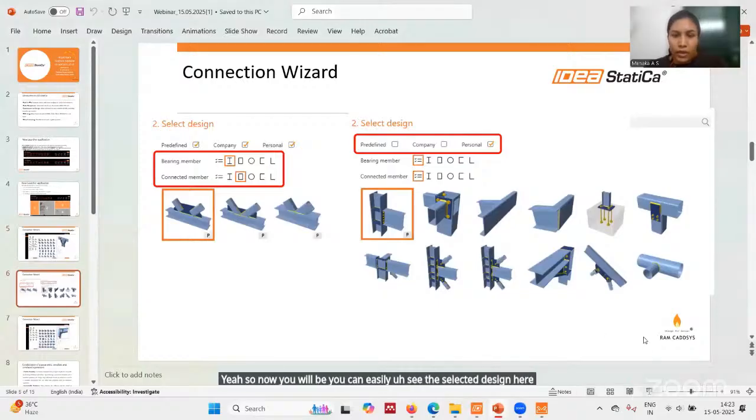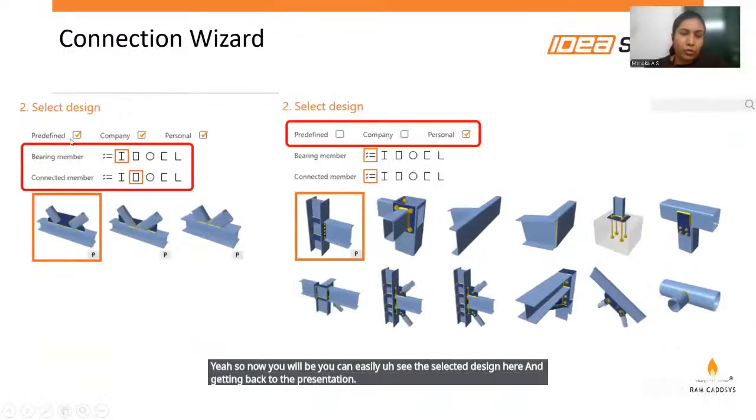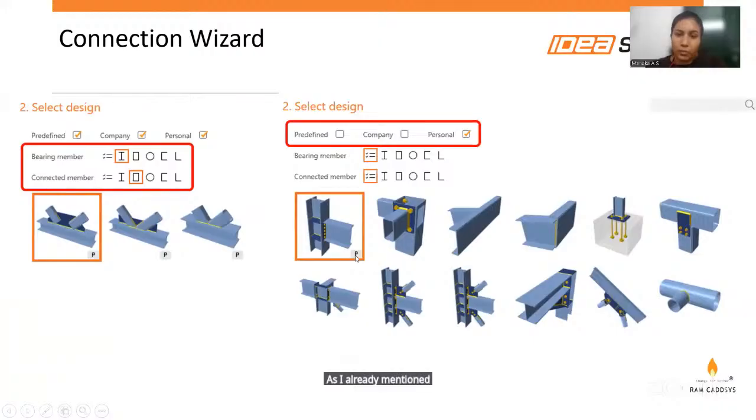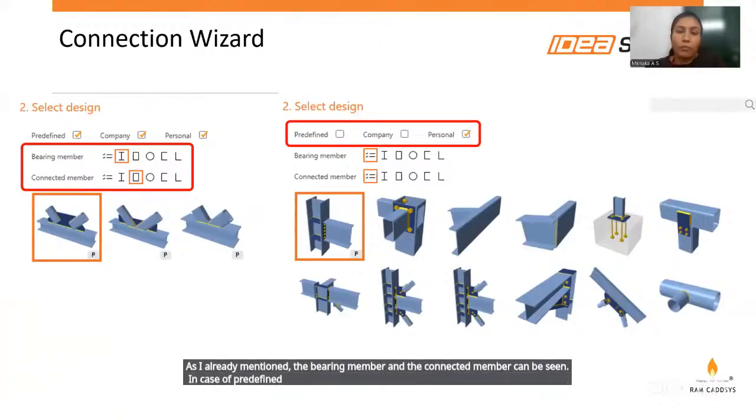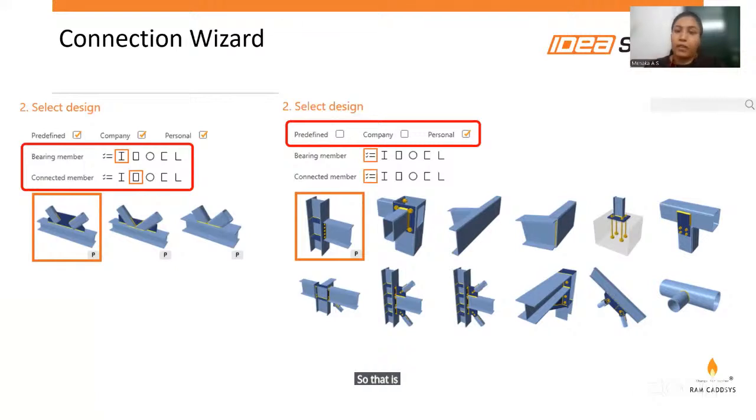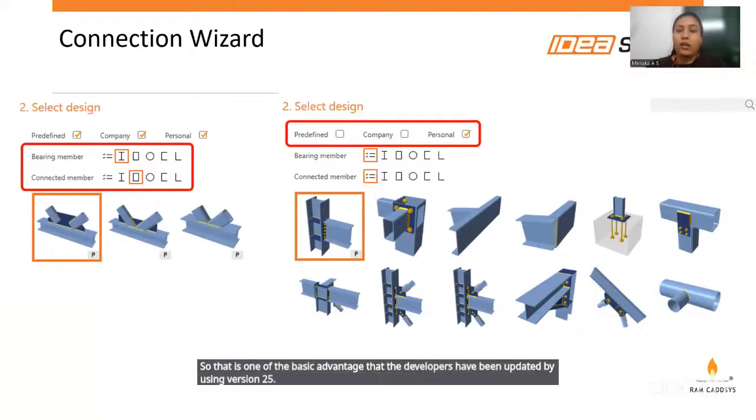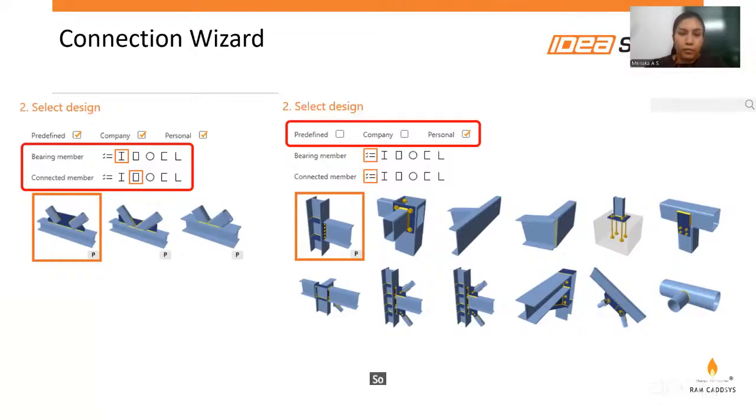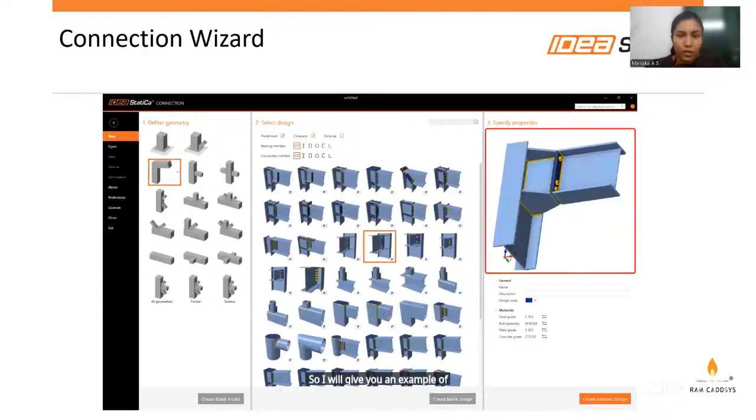Getting back to the presentation, as I already mentioned, the bearing member and the connected member can be seen. In case of a predefined template, you cannot change any parameters, only the operations can be added here. So that is one of the basic advantages that the developers have updated in version 25.0. So I will give you an example of how to create that now.